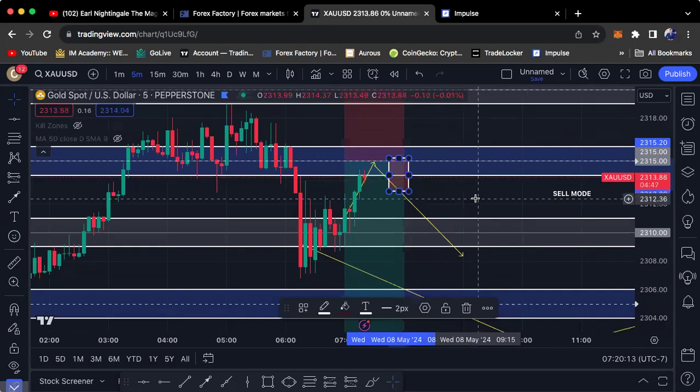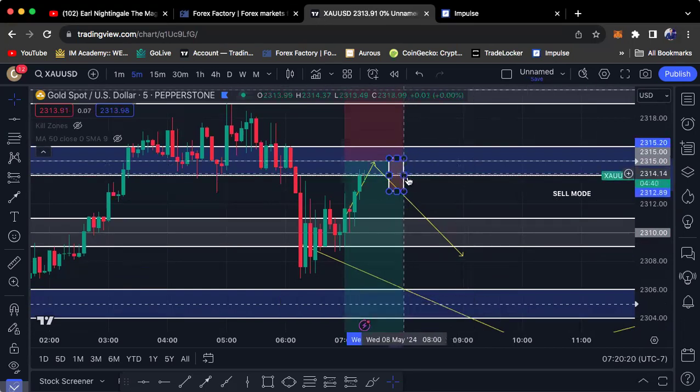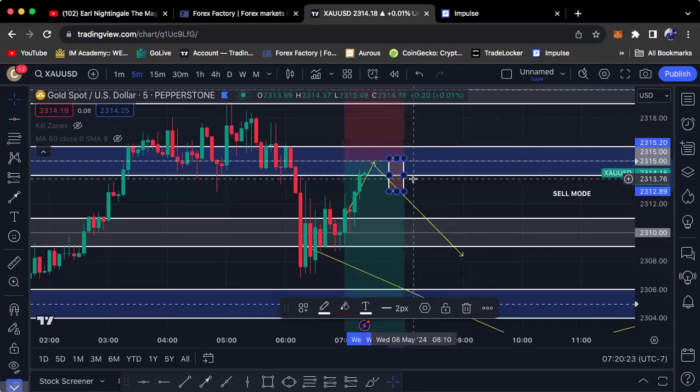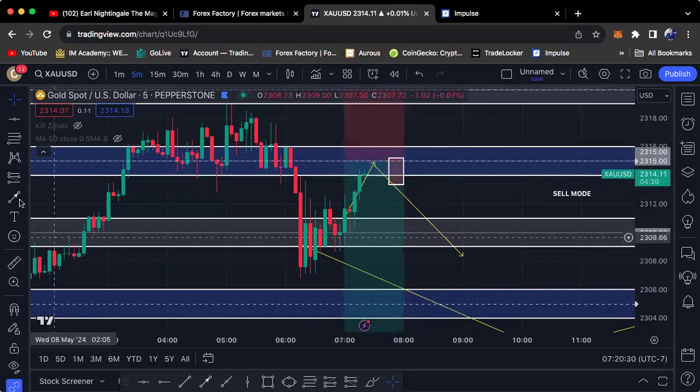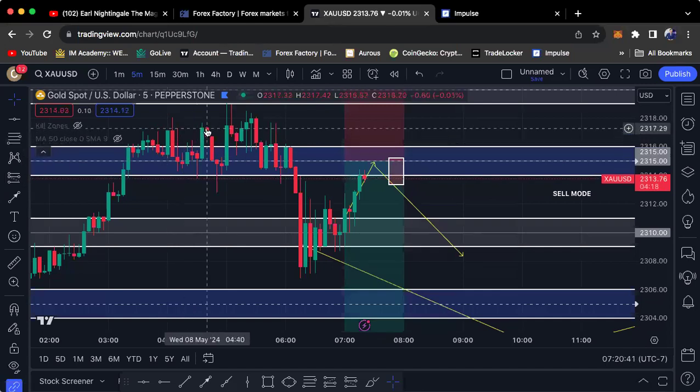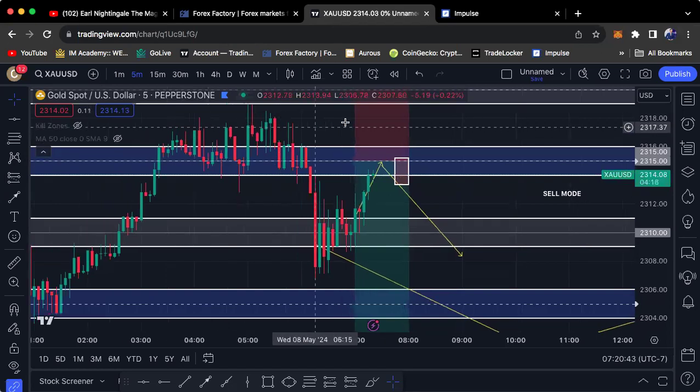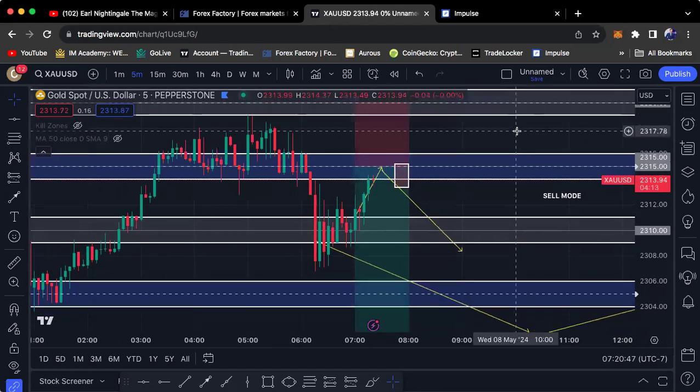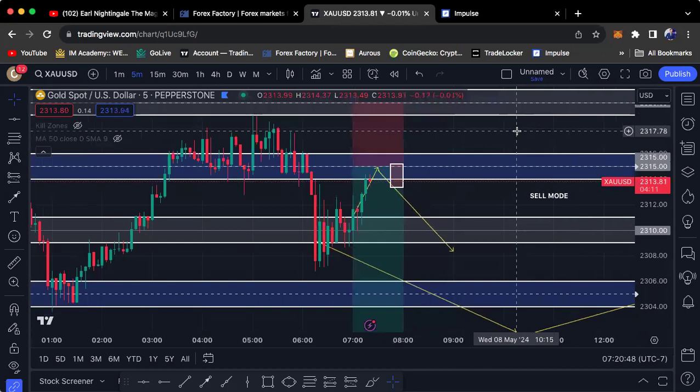So that's why it's so important to wait, have patience. If it opens up bearish, that's a good sign. To be safer, just wait for the next bearish candle to form, and then that's when you enter the sell. So we have a potential setup here, but I'm waiting for it to hit 23.15.